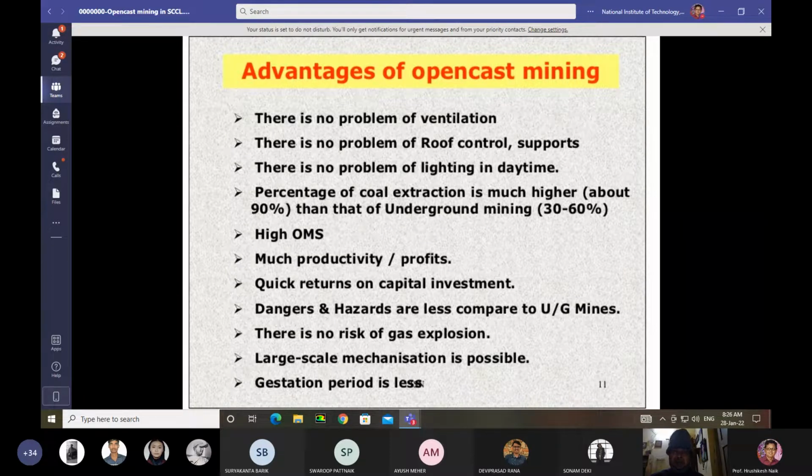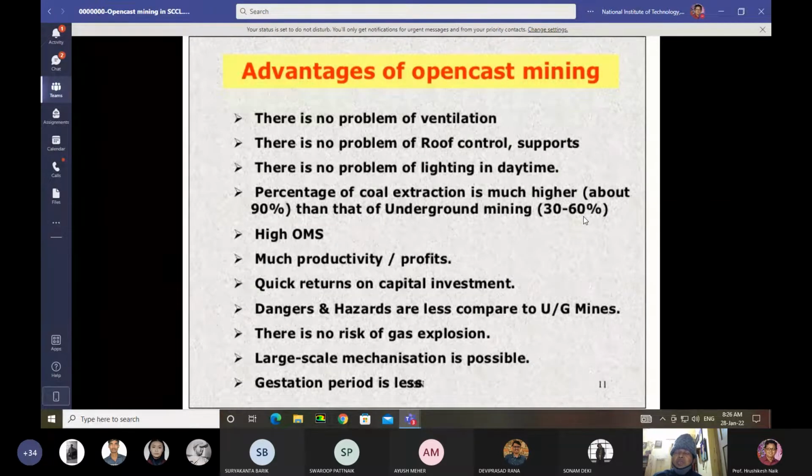The other advantages are the percentage of coal extraction is much higher. 90% coal can be extracted from the surface mining projects, whereas in underground mining, you get only 30 to 60% coal. Rest of the coal is left in the pillars. If you take out the pillars, the roof will fall down. So in surface mining, you can go up to 90% extraction or recovery of the deposit.